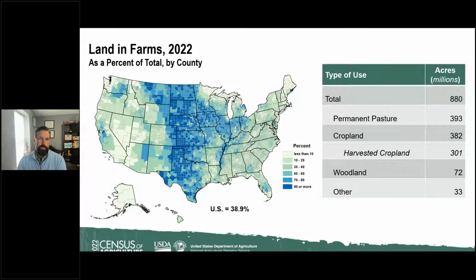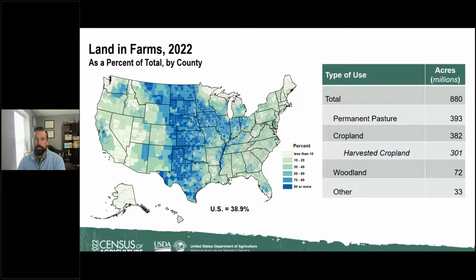The census allows us to view patterns of land use across the nation, both in terms of how much land is used for agriculture and how that land is used within agriculture. 39% of the nation's land area is devoted to agriculture. That percentage varies greatly by state and county. Land use for agriculture is highest in the mid part of the US, with a swath of land from North Dakota moving south to Texas, where in many counties more than 70% of the land is used for agriculture.